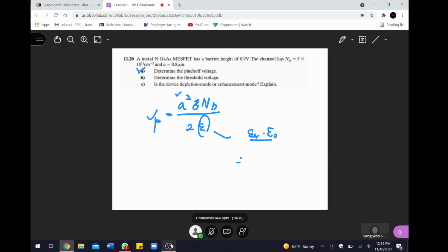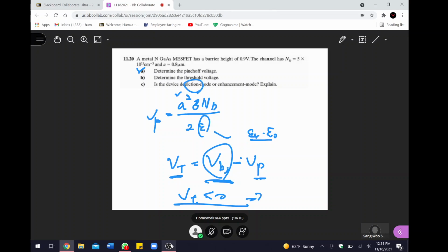Threshold voltage, this one is VT, so we define that as VBI minus VP, right? And to answer this one you need to calculate the VBI. VBI we can calculate the same way as before. Then from there you can calculate the VT, the threshold voltage. If you calculate this, VT in the N-channel is negative, so this represents the depletion mode of the device.